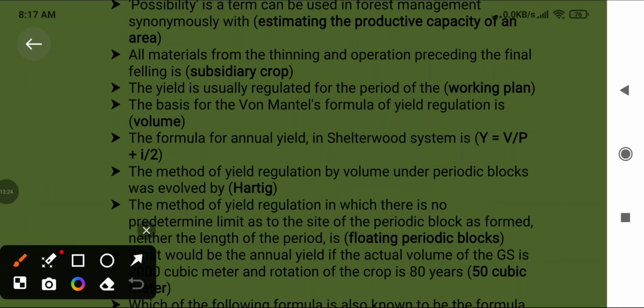The formula for annual yield in shelterwood system is Y equals to V by P plus I by 2. The method of yield regulation by volume under periodic block was evolved by Hartig. The method of yield regulation in which there is no predetermined limit, the site of the periodic block is formed, neither the length of the period, is floating periodic block.